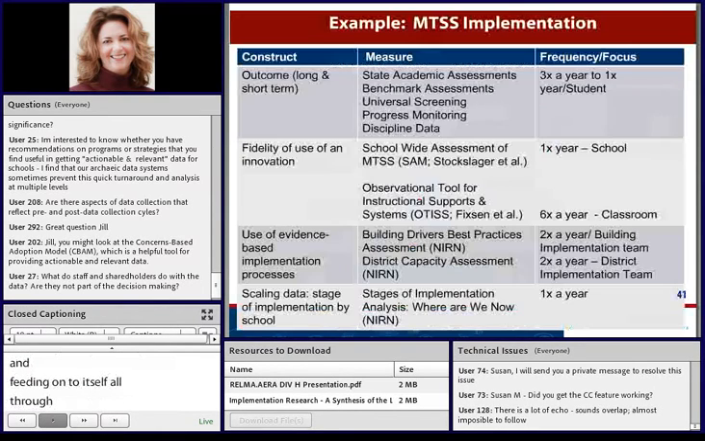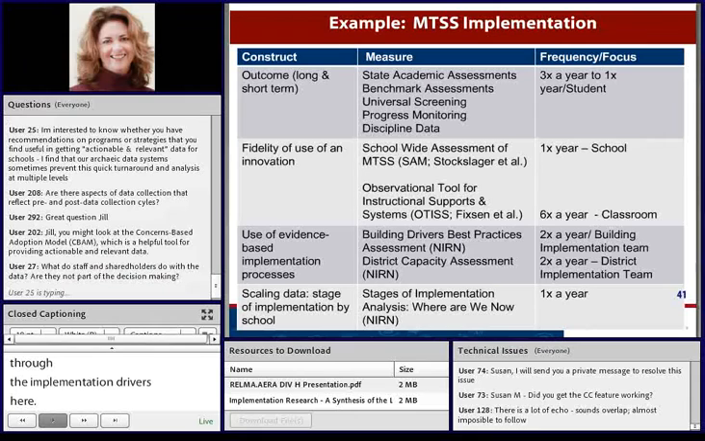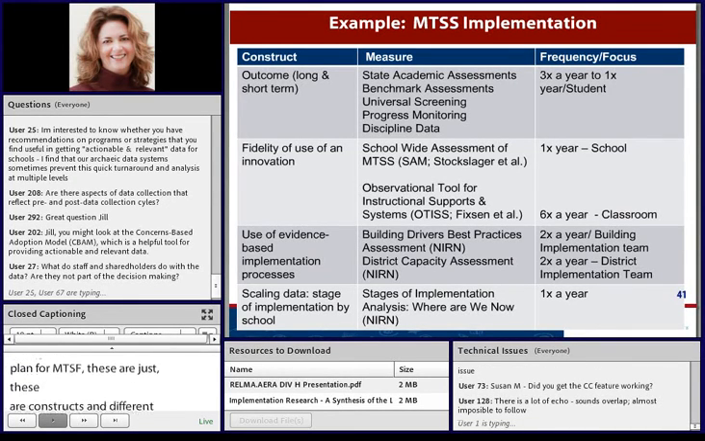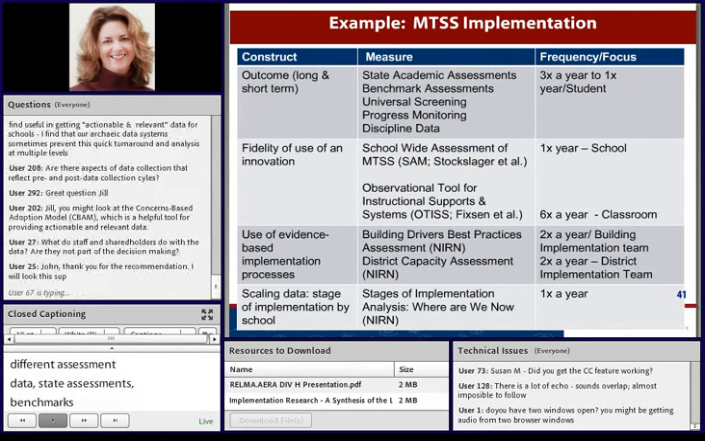So if we think about an example evaluation plan for MTSS, these are some constructs and some different measures that we may want to use, for example, that's been put together. We're currently working with the district on this plan. For outcome data, they have the short-term and long-term data that includes lots of different assessment data. There's state assessments, benchmarks, universal screening, progress monitoring, discipline data. For the fidelity, the use of MTSS, they're looking at the school-wide assessment of MTSS, but it's only done once a year. So is that frequent enough data to inform how well the implementation supports are working for MTSS?